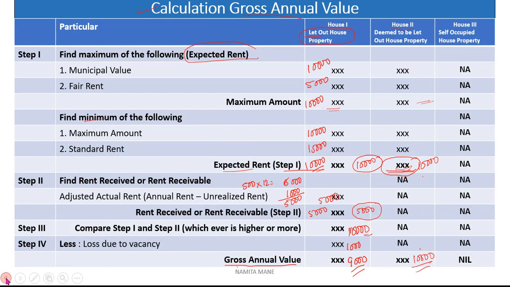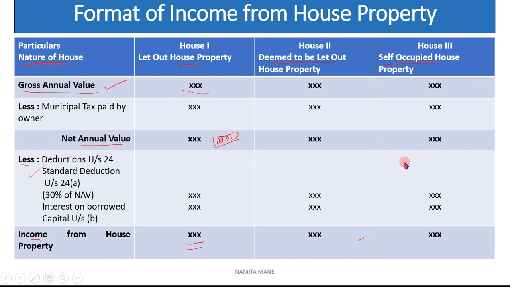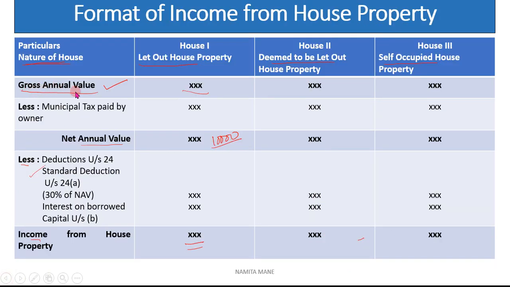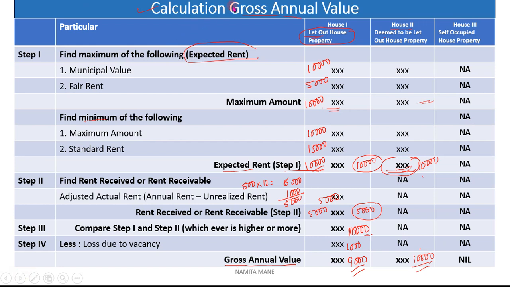These steps are very important. This format is very important. In the format, the first point is the gross annual value. For calculation of gross annual value you have to follow these steps, but before you follow them, you have to check the nature of the house. What is given in the question? Suppose in the question it is given that the house is let out house property, then for let out house property follow this step. Deemed to be let out house property, follow this step. And self-occupied house property.